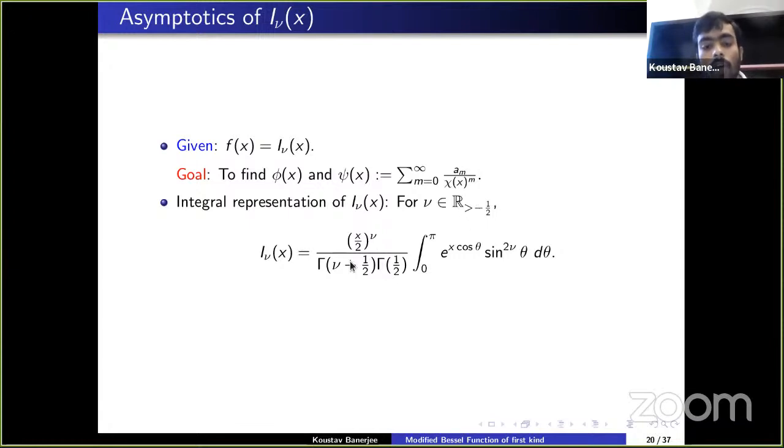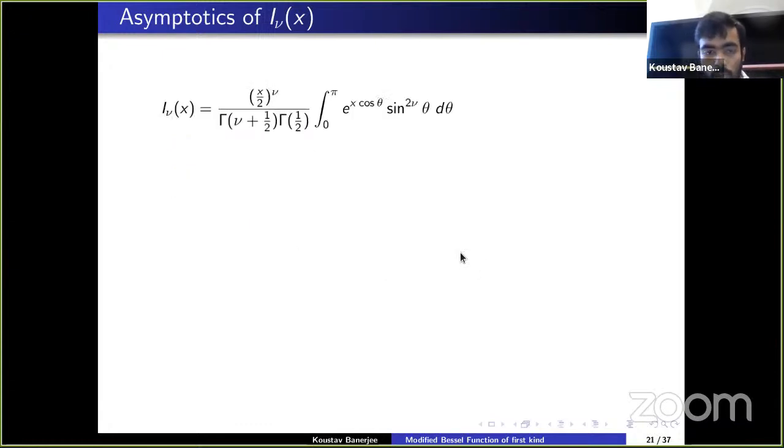So I_ν(x) is defined by this integral representation: (x over 2) to the power ν, divided by Γ(ν plus half) times Γ(half), integral from 0 to π of e to the x cos θ, (sin θ) to the power 2ν dθ. Now, as we have already seen in the graph, these modified Bessel functions grow exponentially, as is indicated by the e to the power x cos θ. So our goal is to extract this e to the x first.